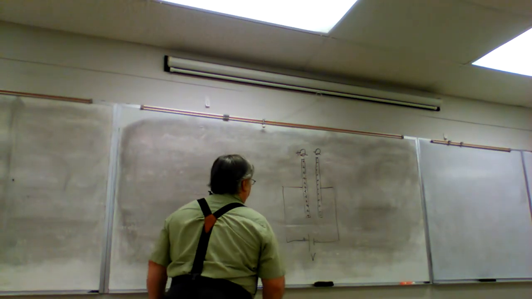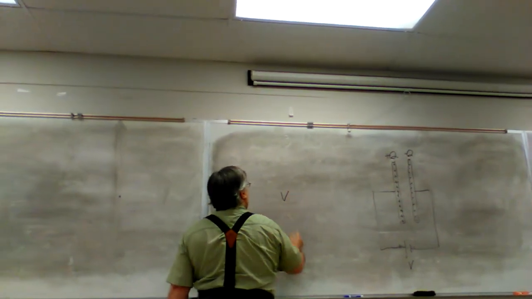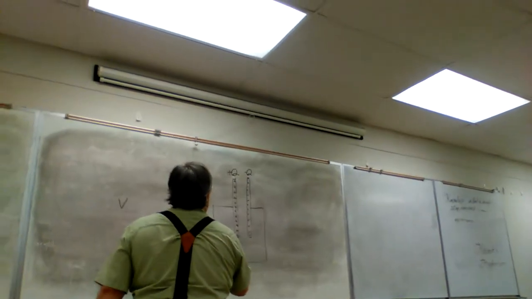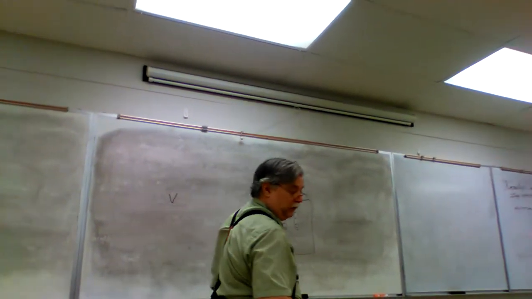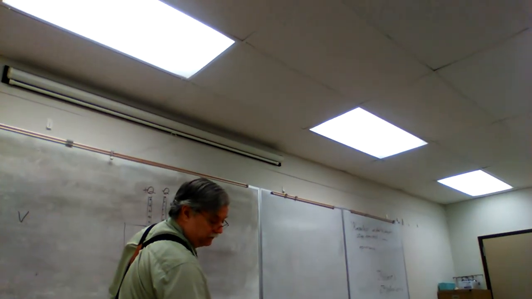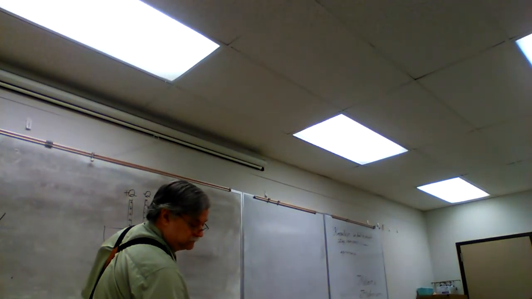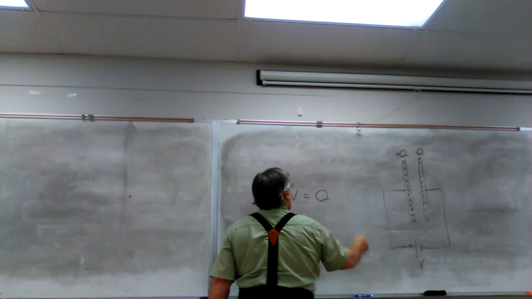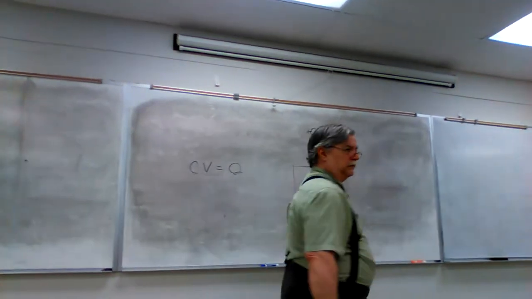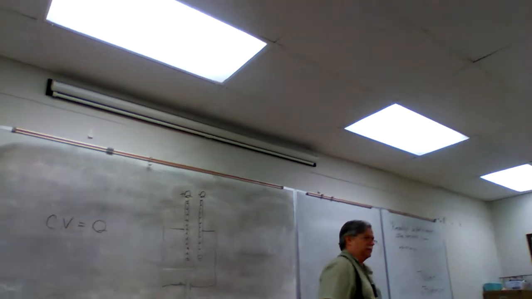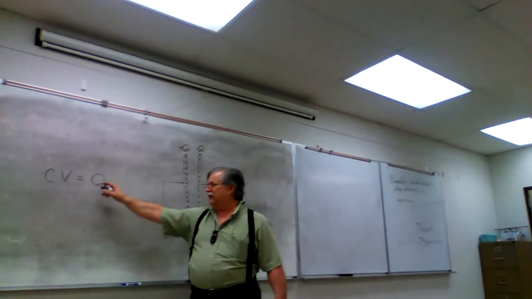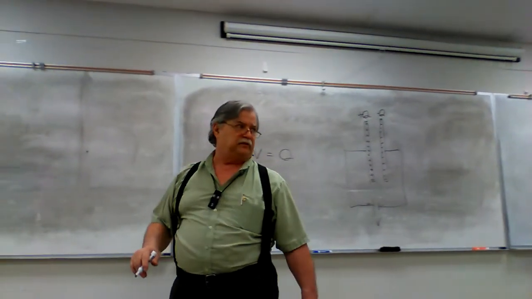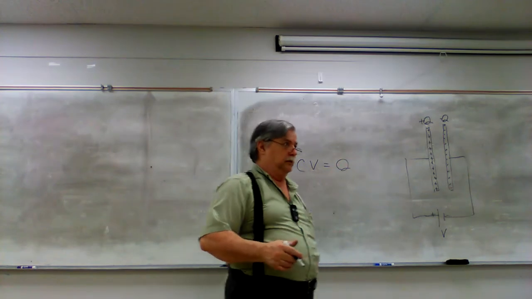If that is V volts, I'm going to put it the way it is in the book. If you put that many volts across that much capacitance, this is how many coulombs of charge it's going to store on both plates, oppositely charged, but it will move Q.